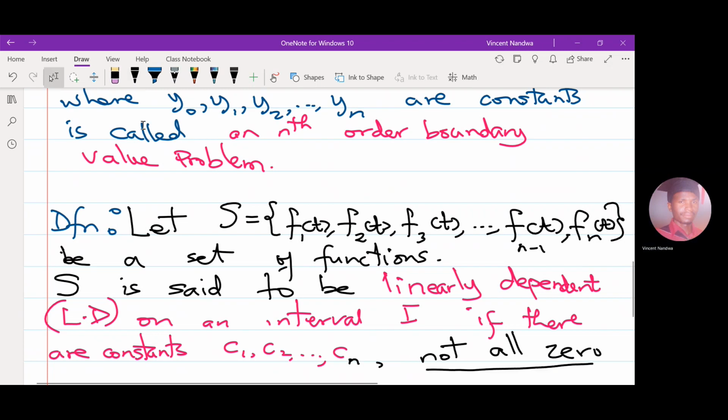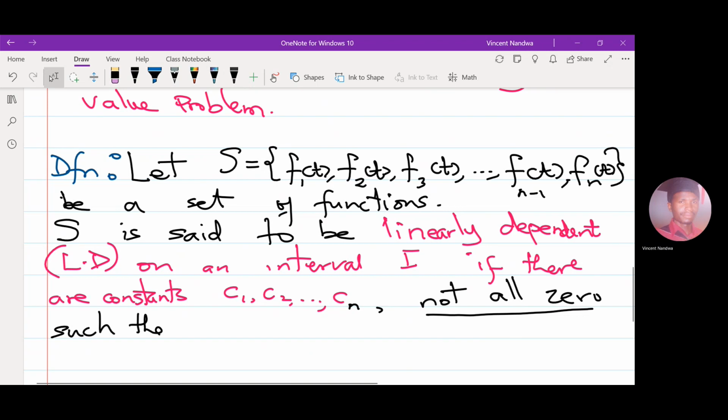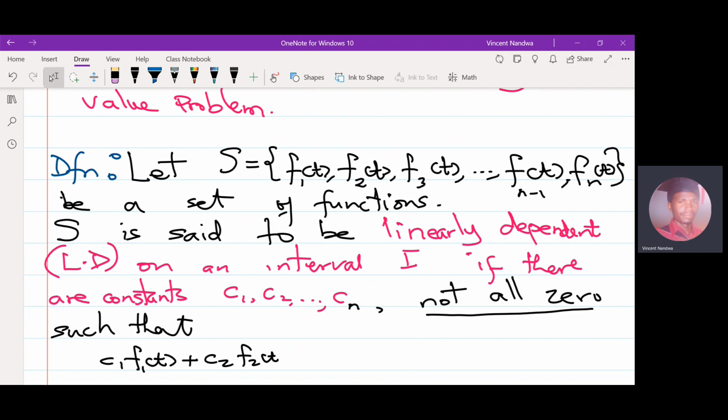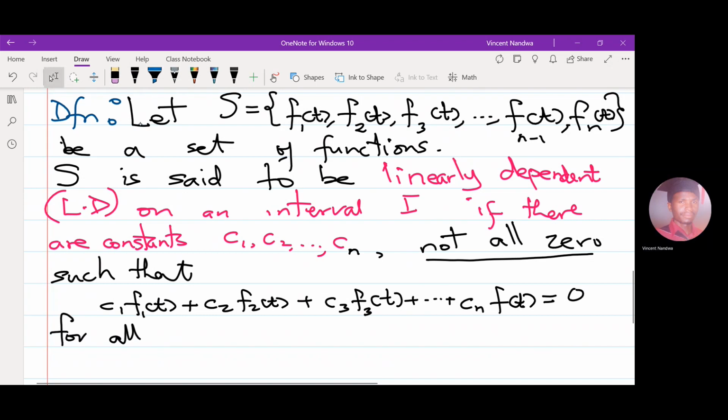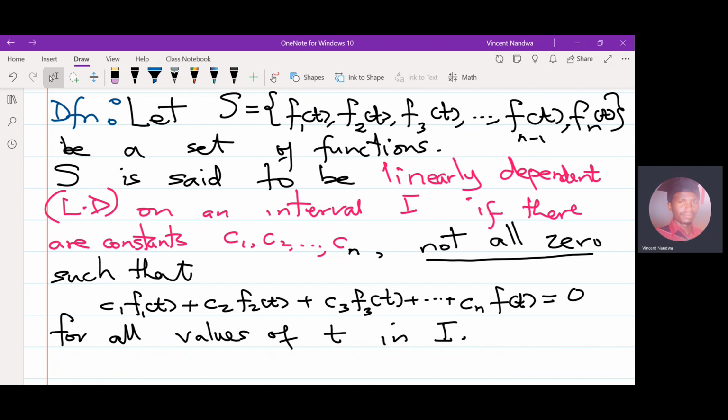So this is the key word here, such that C1 times F1 of t plus C2 F2 of t plus C3 F3 of t all the way up to Cn Fn of t gives us a zero function for all values of t in I. So that simply means that when we get the linear combination of the functions, we get a zero function, provided that at least one of the constants Ci is a non-zero value. Question?